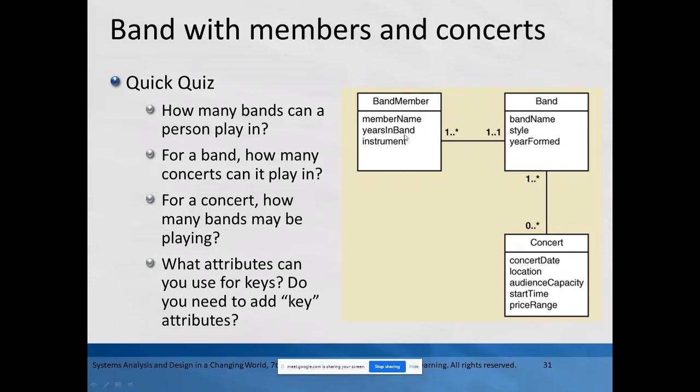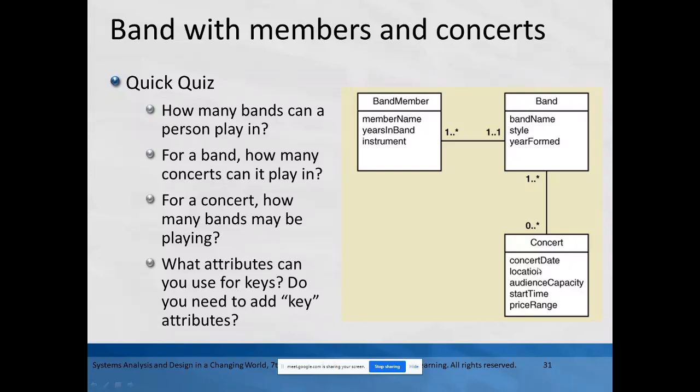Let's take a look here. For the band member, name, years in band, and instrument. None of those would be good for a key because you might have people with the same name. You might have people with the same number of years in the band and people that play the same instrument. So yeah, you would need to add a key attribute for the band member. For the band, ideally you would add one, but I would say you could probably realistically get away with making the band name the key because I don't think you probably are allowed to have the same band name. So it's pretty likely that would be okay for that.